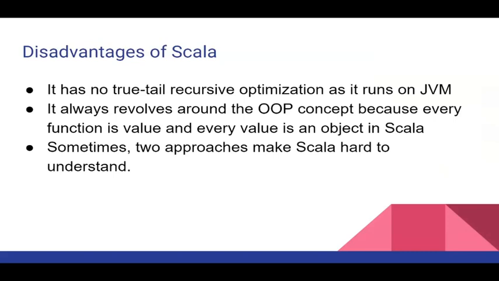And finally, these are the disadvantages of Scala. It has no true tail recursive optimization as it runs on the Java Virtual Machine, and it always revolves around object-oriented programming, which can be a disadvantage as every function is a value and every value is an object in Scala. And sometimes the two approaches make Scala hard to understand.